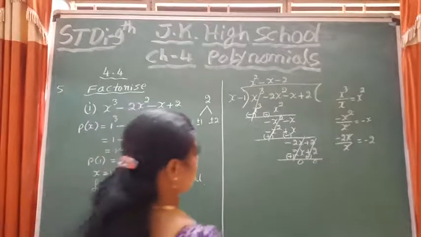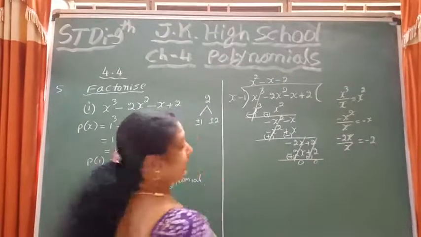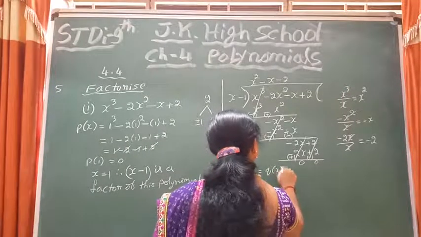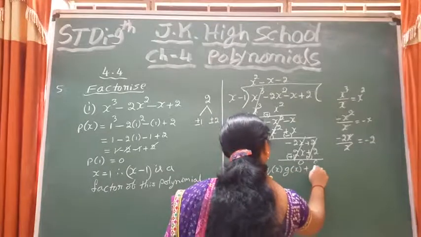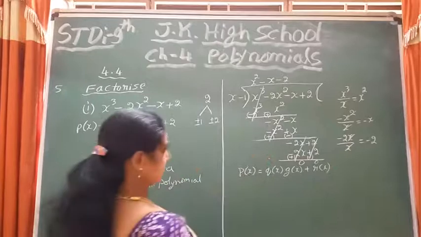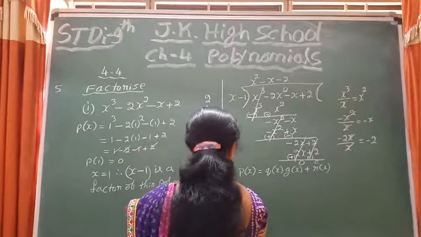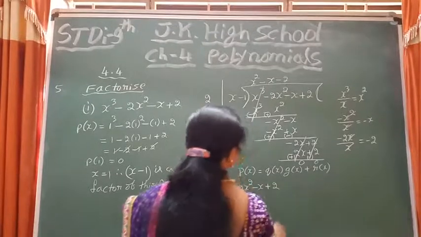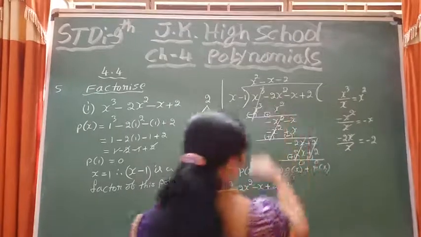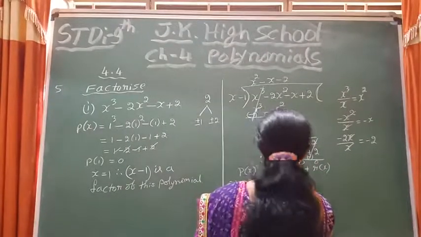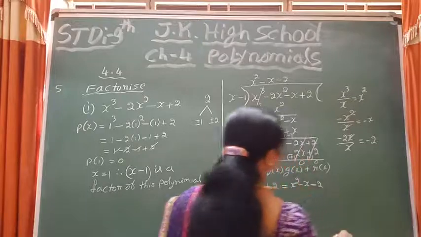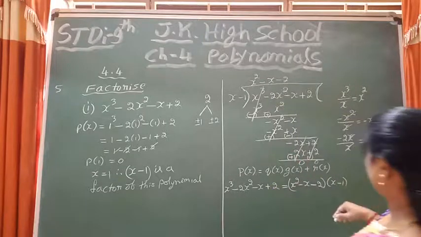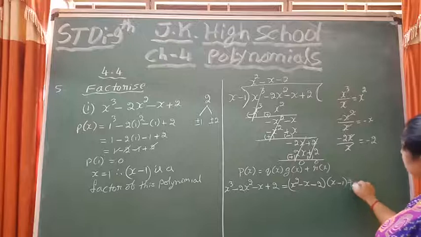So this already you know now, according to division algorithm, I can write this as P of x is equal to Q of x into G of x plus R of x. So now P of x is x cube minus 2x square minus x plus 2. This is equal to Q of x, the quotient I got, x square minus x minus 2. G of x is x minus 1. Remainder is 0 only.